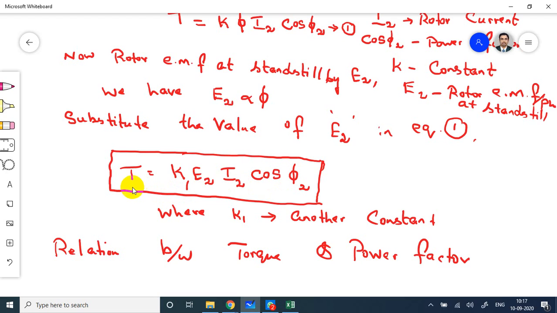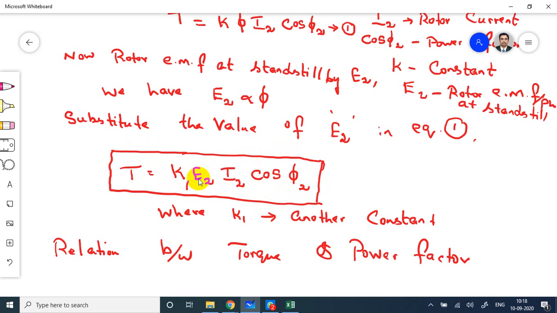From that, what you are understanding is, if the rotor EMF increases, the rotor current also increases, and automatically the torque value will increase. Suppose the rotor current decreases and cos phi 2, that is the power factor, also decreases. Once the power factor decreases, then the torque value will decrease. Do you understand my point?